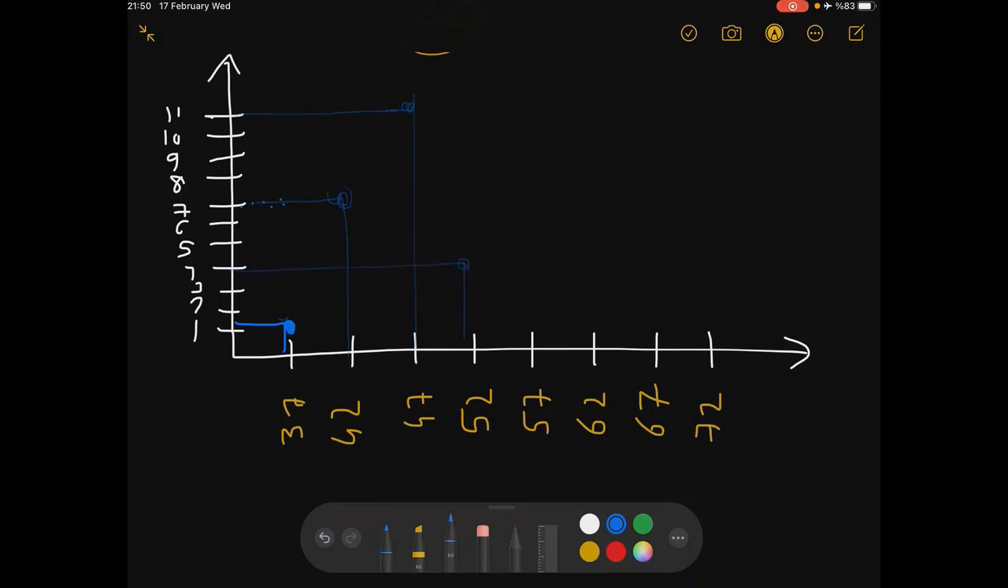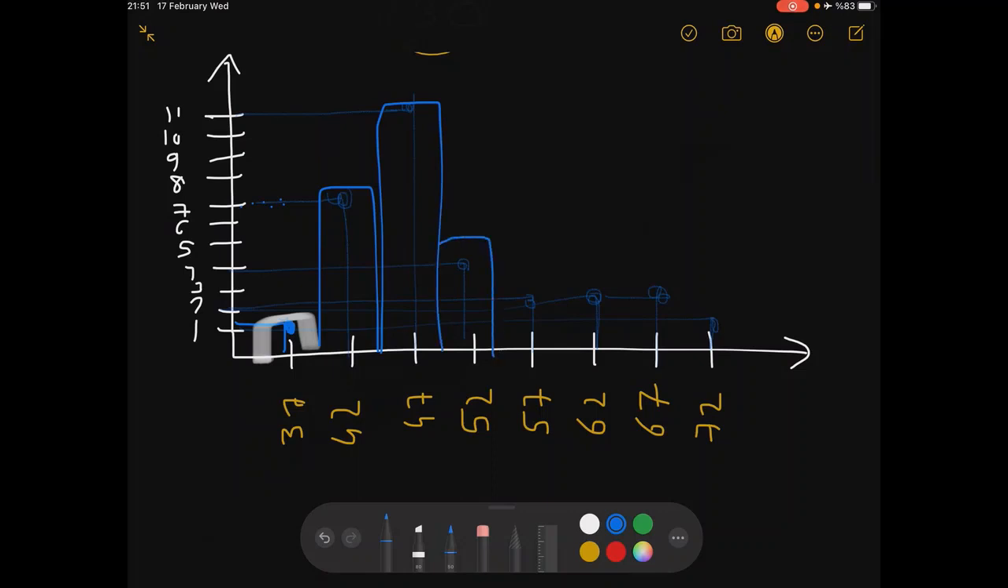4, 4, 2, 2, 2, and finally 1 you have here. When you write their corresponding positions here, you fit them like this, and these are your histograms. When you combine the top points here, you will end up with your envelope as well. That's the idea.